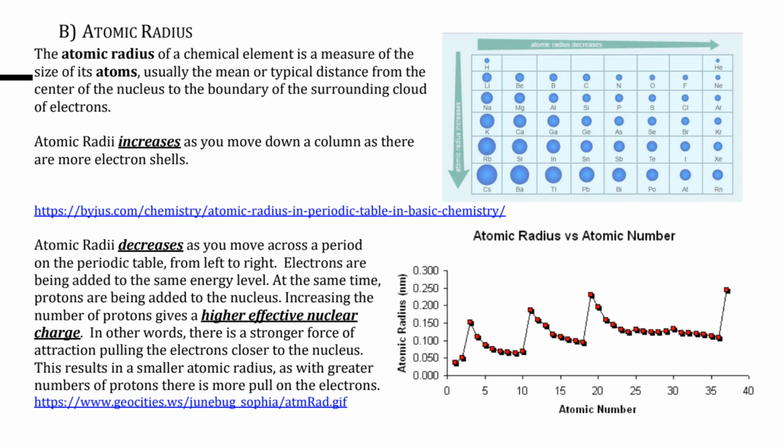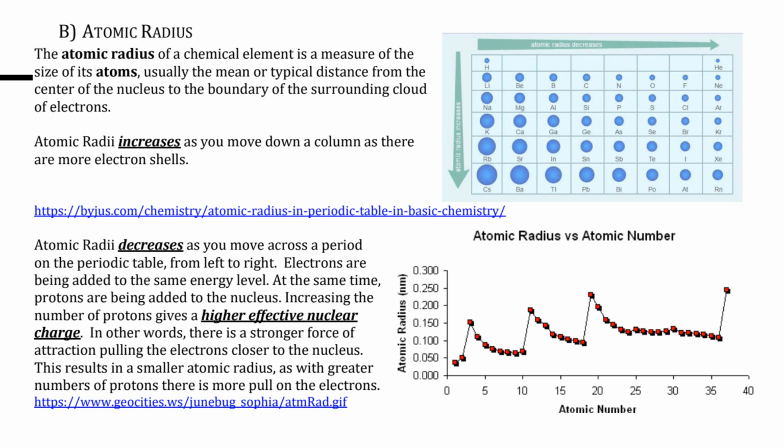Atomic radius of a chemical element is a measure of the size of its atoms, and it's usually the mean or typical distance from the center of the nucleus to the boundary of the surrounding electrons. It increases as you move down a column, as there are more electron shells. Atomic radius decreases as you move left to right.